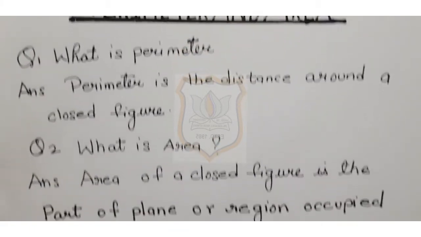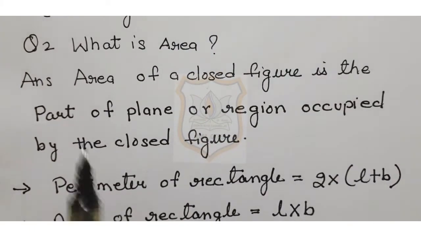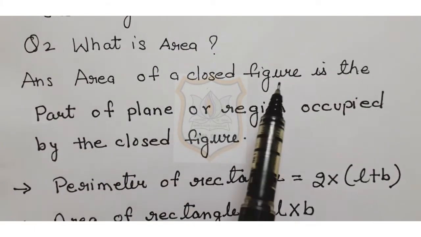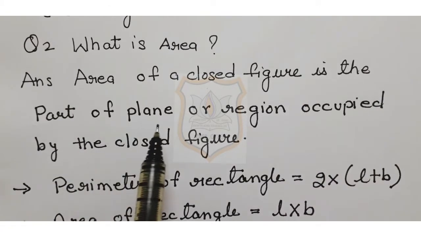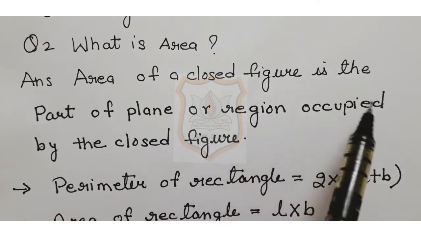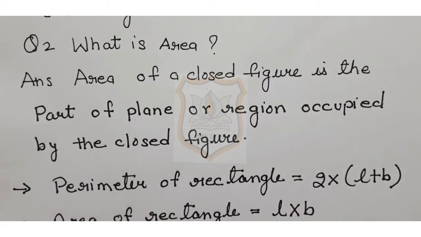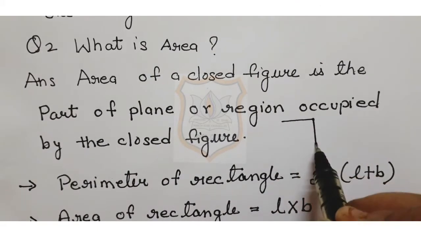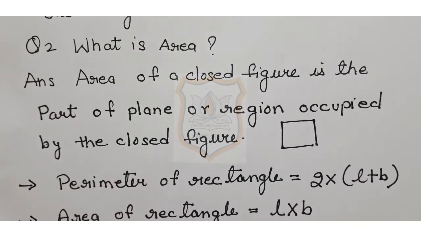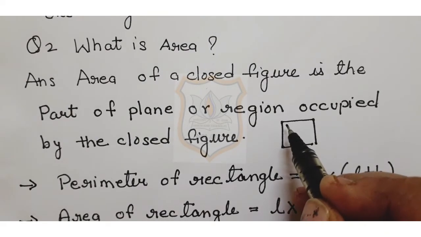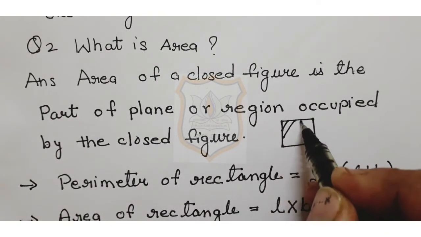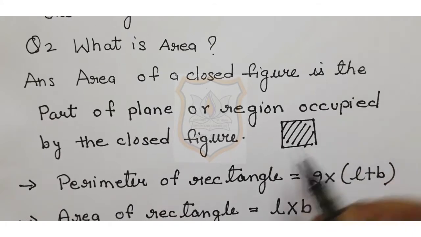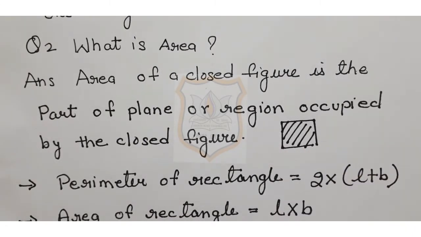Now, what is area? Area of a closed figure is the part of plane or region occupied by the closed figure. It means if this is a closed figure, then the part of a plane or region occupied by the closed figure is called the area.